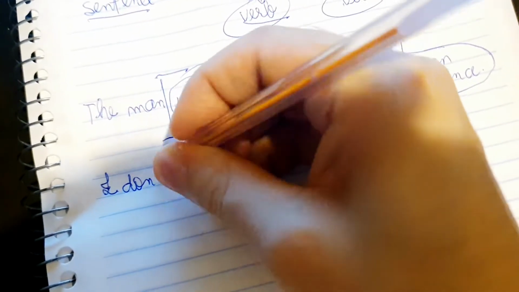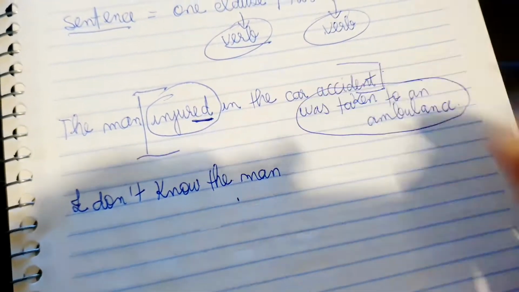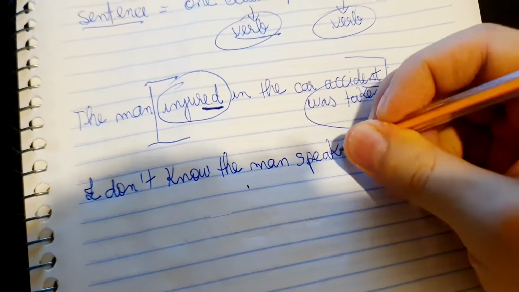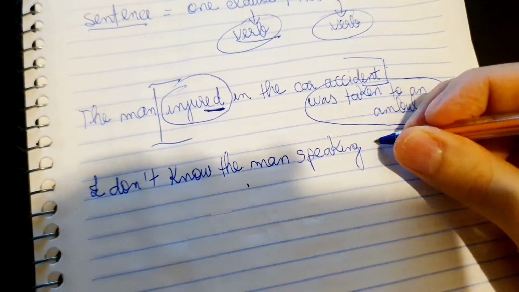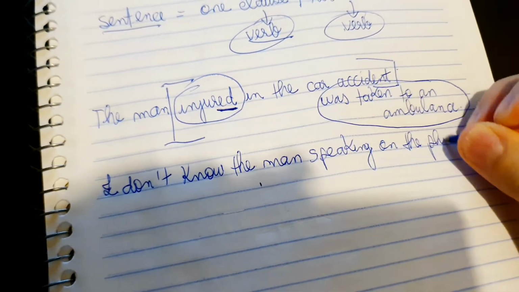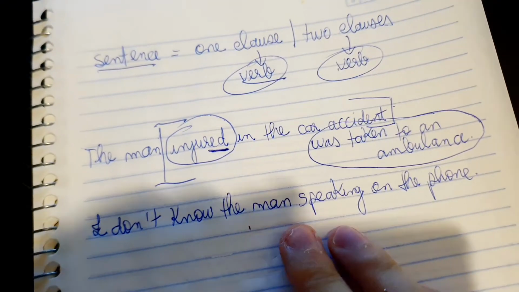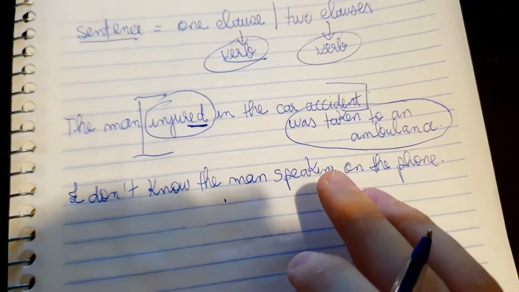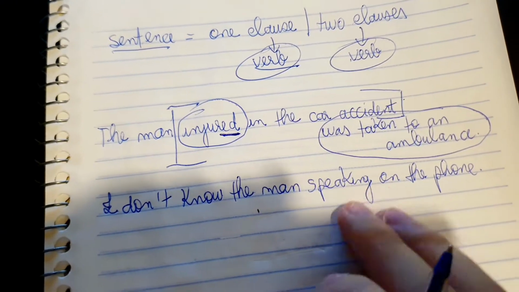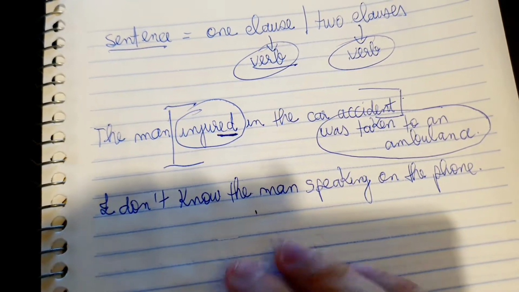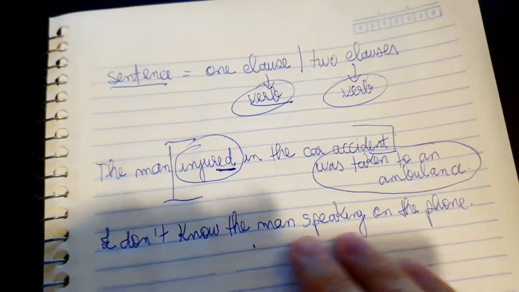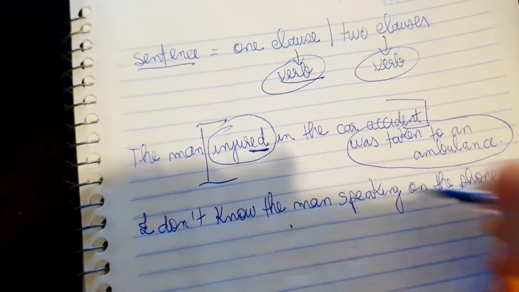I don't know the man speaking on the phone. So you were talking to a man, and the phone rang, and you answered the phone, and this man started talking to you as if he knew you from somewhere, but you don't know him from anywhere. So you say, I don't know the man speaking on the phone.